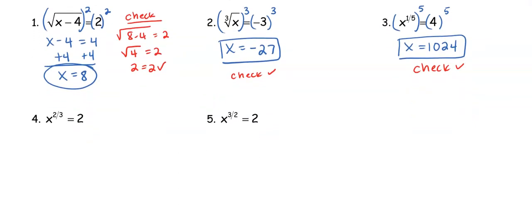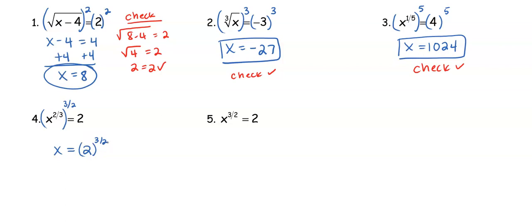All right, so we got to be really careful with the next two. I've got x to the 2/3 power. I need to get x to the first power. So I raise it to the reciprocal power. Again, a power to a power you multiply. So yes, that is going to give me x equals 2 to the 3/2 power.